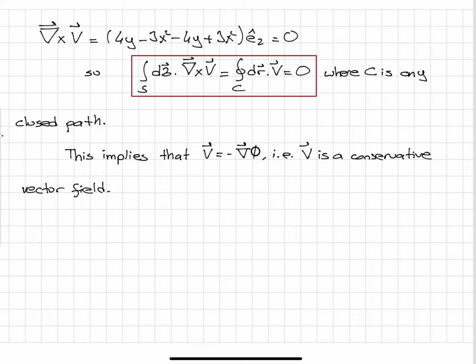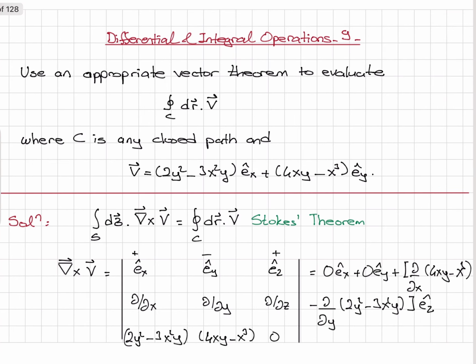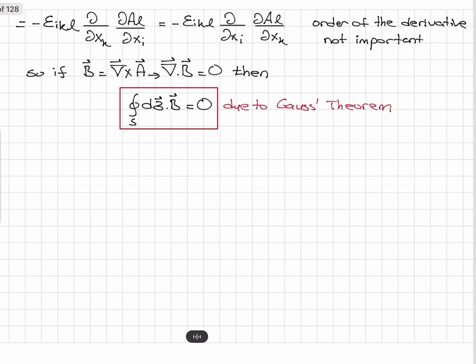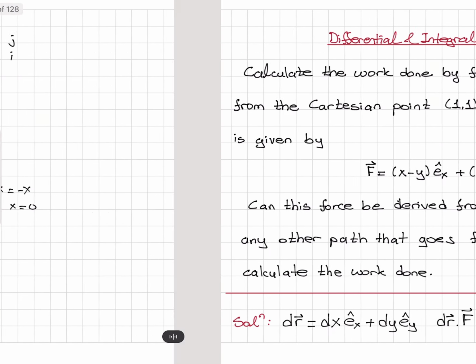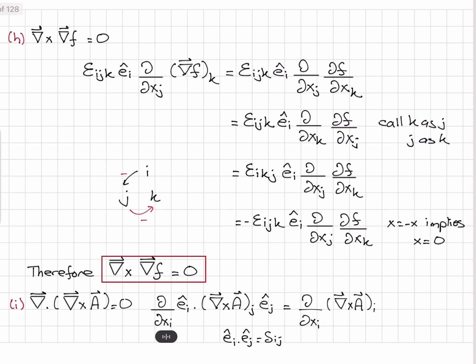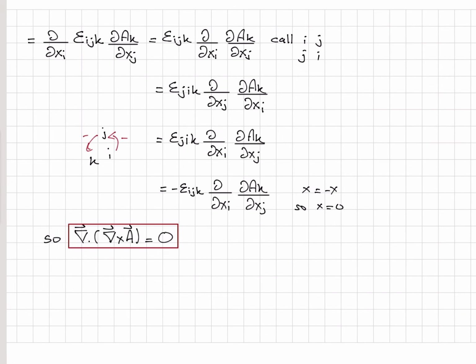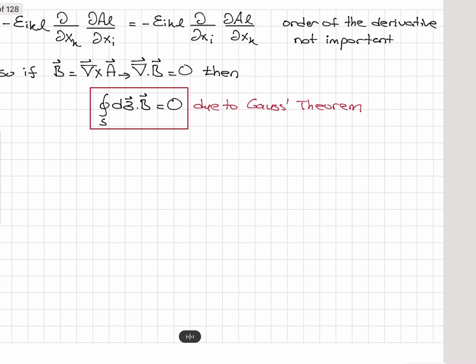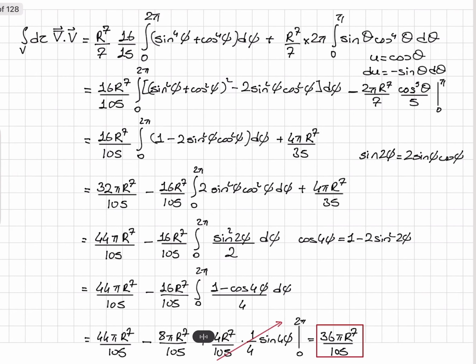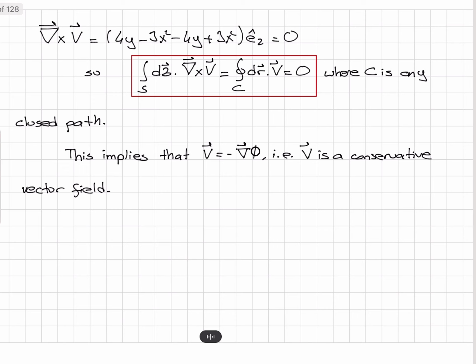So remember that curl of a gradient is 0. So if we go back to our identities that we have proven before, we have curl of a gradient equals 0. So if the curl of the vector is 0, then it must be possible to write this vector as the gradient of a scalar function or minus the gradient of a scalar function. Therefore, v becomes a conservative field.